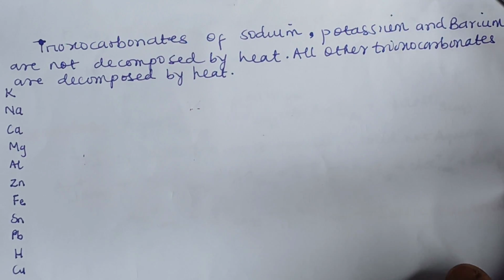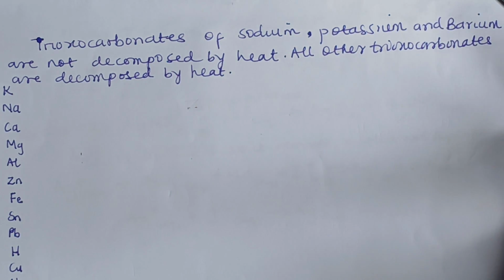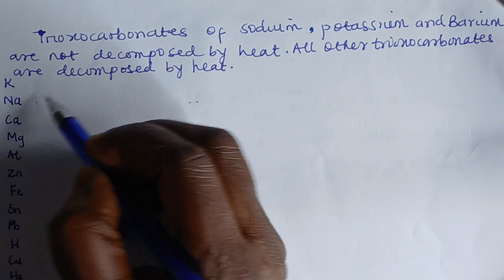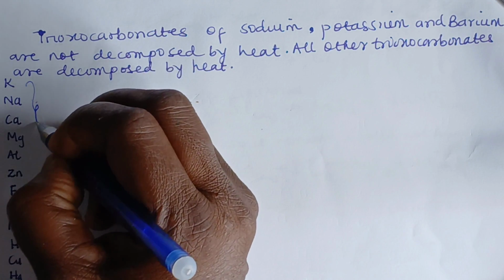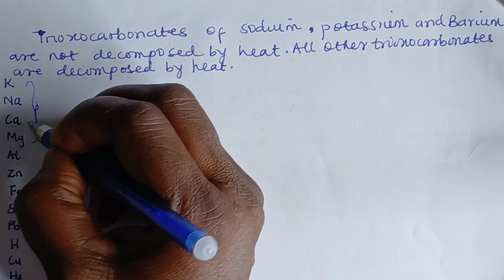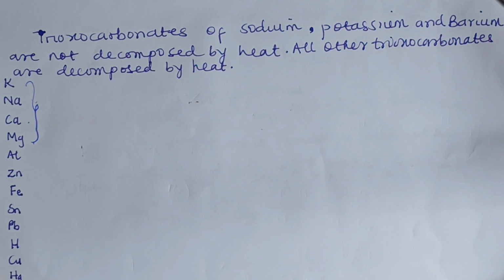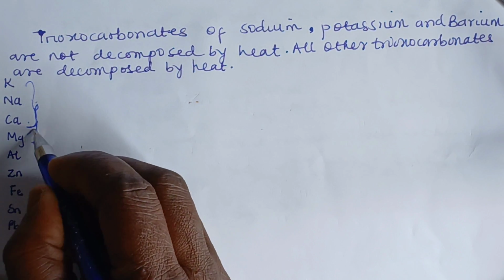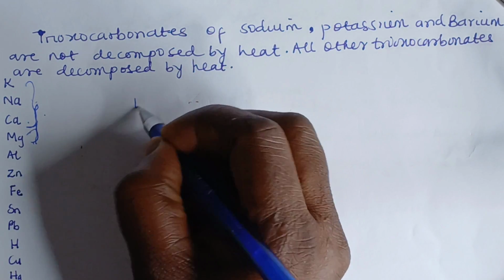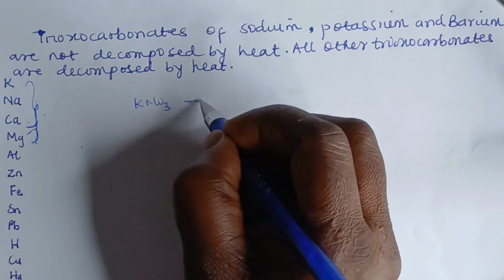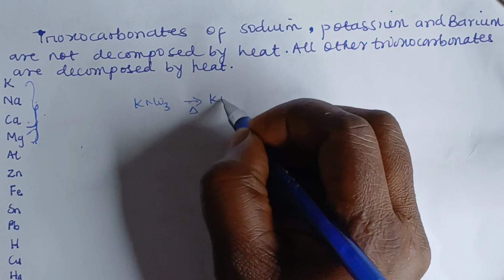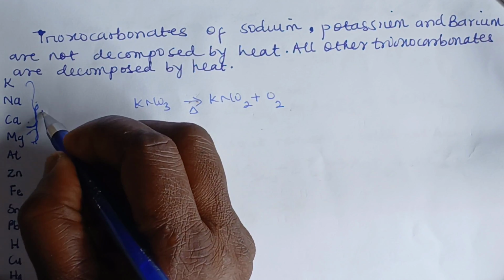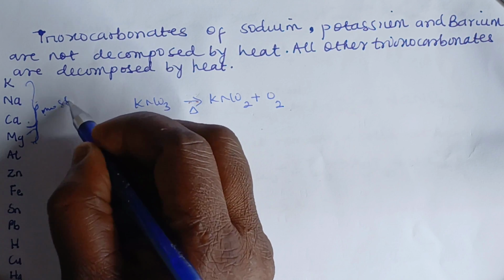You can see here, I've arranged the activity series. The trioxonitrates of the most reactive elements, like potassium, sodium, calcium, will yield, when heated, for example potassium trioxonitrate, when it is heated, it will give dioxonitrate and also oxygen. That's for the most reactive.